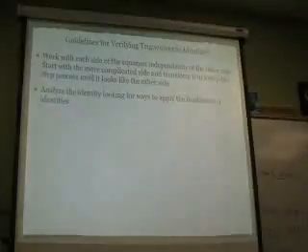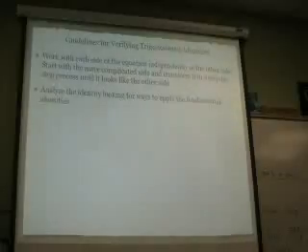Guidelines for verifying trig identities. Again, not necessarily straightforward rules in how to solve these, but just some guidelines of what to look for. So again, work with each side of the equation independently of the other side. Start with the more complicated side. Transform it step by step until it looks like the other side. That's one way of going about these.